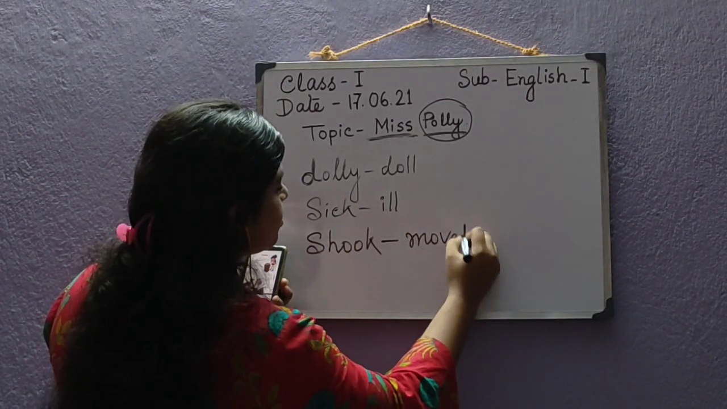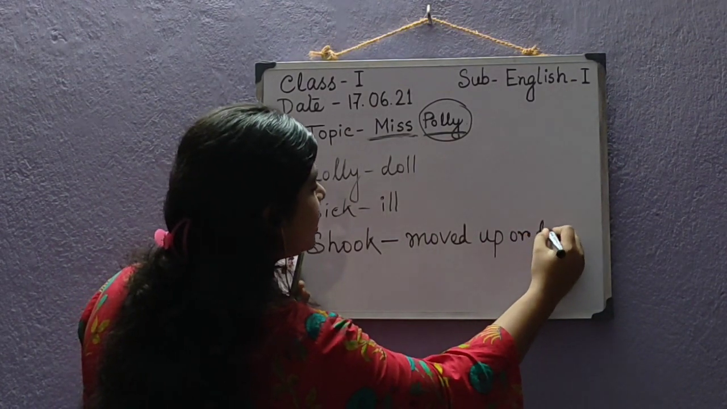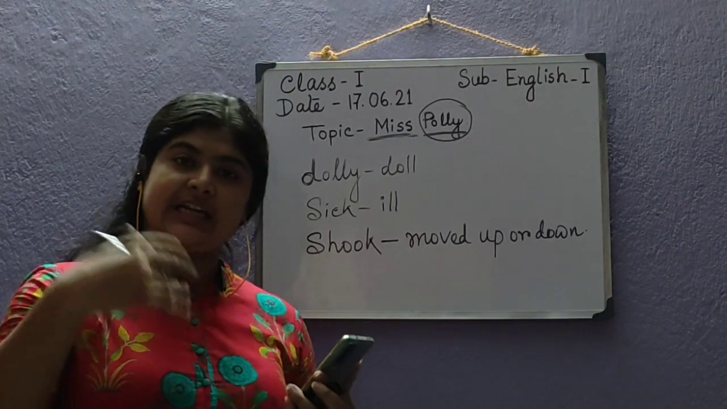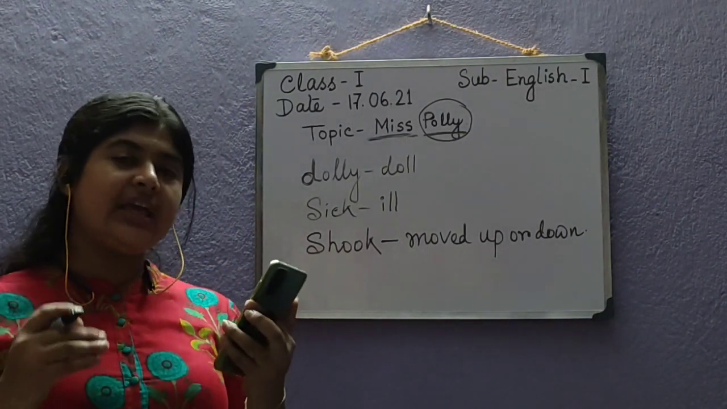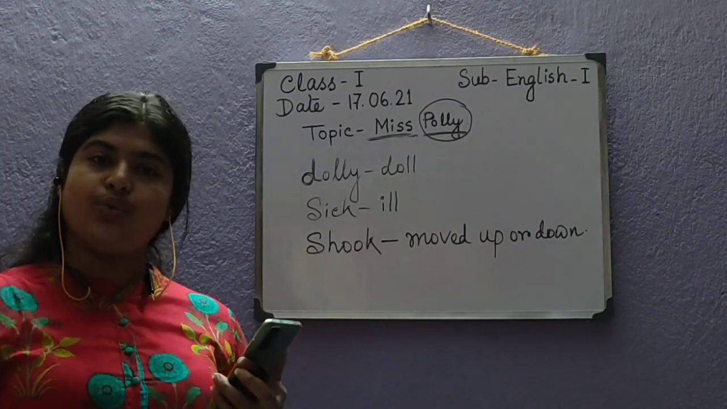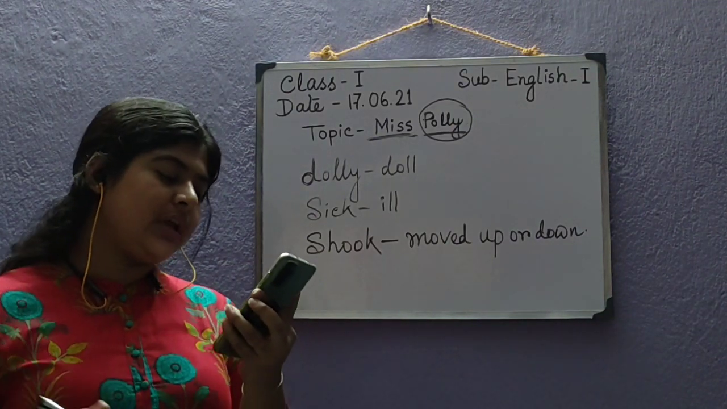Moved. Moved up or down. It can be moved to and fro. That means if I am shaking my hand like this. So if we are shaking someone's head, we can treat it like this, up and down. This is called shaking. It can be true and false also.